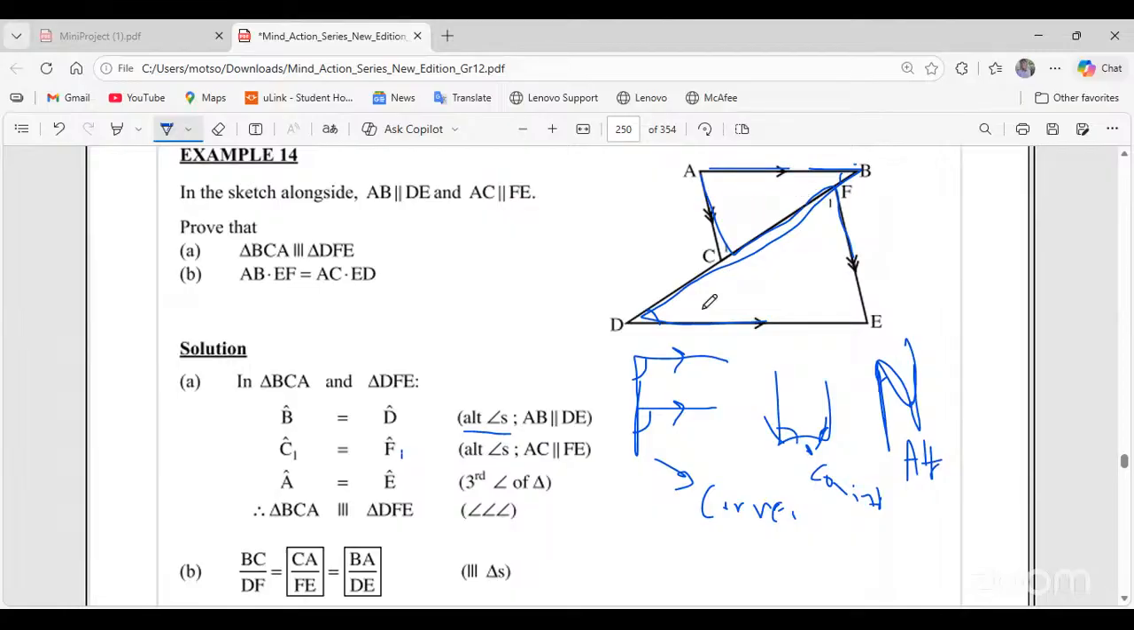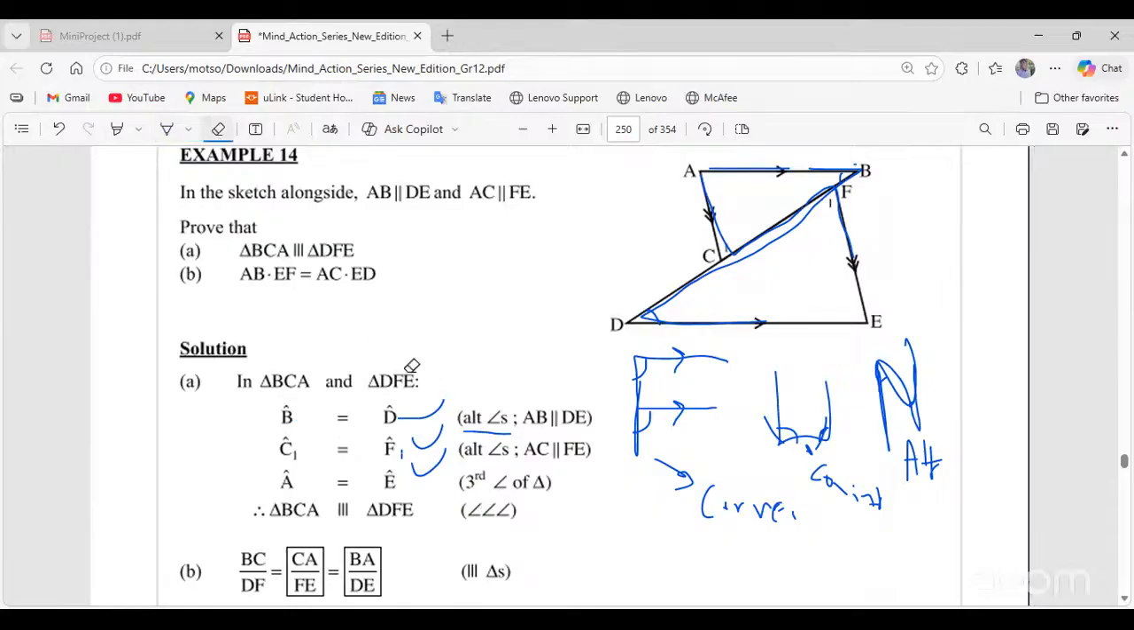Then the third one, automatically that will be equal to this one. This angle will be equal to the other angle that we haven't mentioned in this triangle. What is the reason? It is the third angle of the triangle. So guys, if you have mentioned that the first two corresponding angles are equal to each other, automatically the third corresponding angles will definitely be equal to each other. Therefore, triangle BCA is similar to triangle TFE. Why? We use the three angles, therefore the reasoning will be angle, angle, angle, right? Right. We are done with the solution for A.